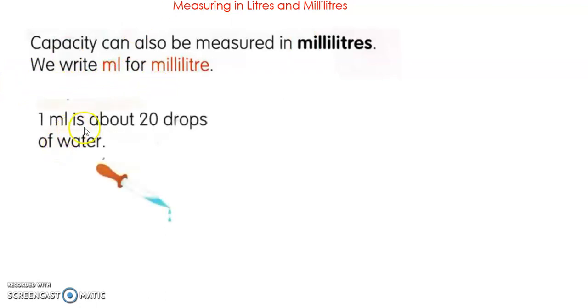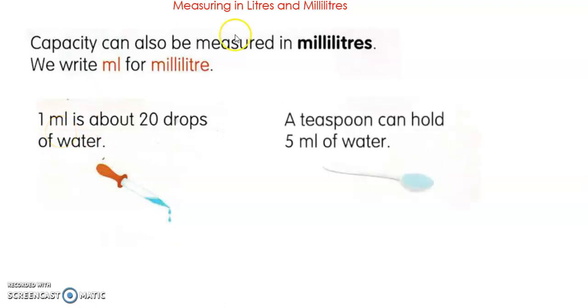Okay, 1 ml is about 20 drops of water. Here, only 20 drops of water is like 1 milliliter. It's a tiny amount of liquid. So here, a teaspoon can hold 5 ml of water. You can see the small amount of water held by the spoon. So in this case, we used ml rather than L. So we used milliliters rather than liters.